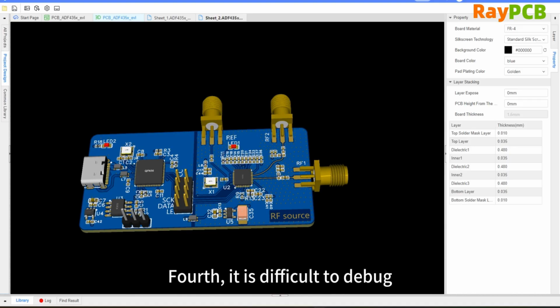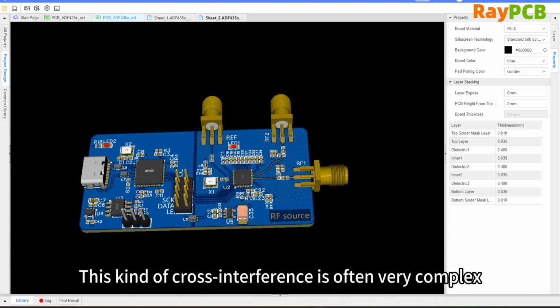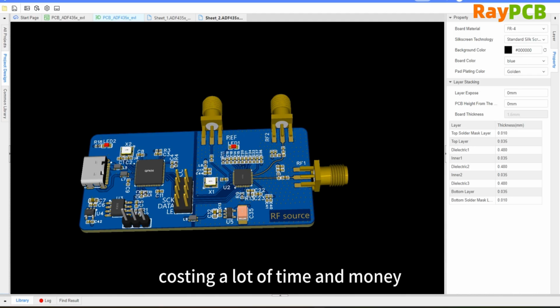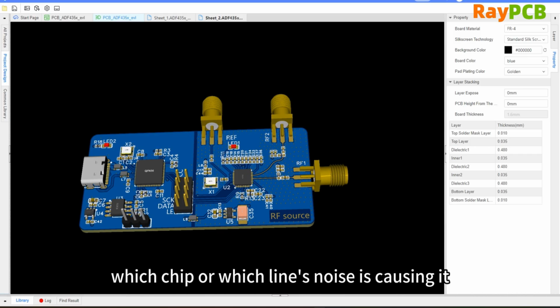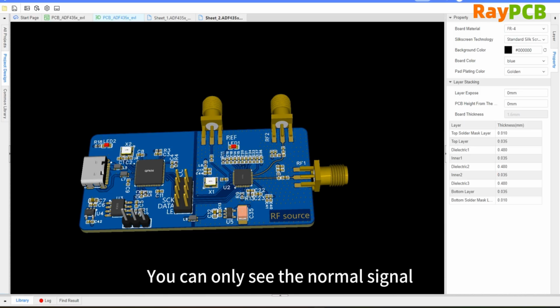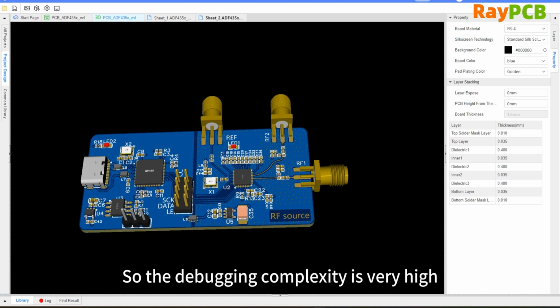Fourth, such cross-interference is difficult to debug. It is often extremely complex, hard to pinpoint and resolve, and consumes a lot of time and resources. The cause of the interference is not always clear, and it is difficult to accurately determine which chip or which line is responsible. All you can see is that the signal on the line appears normal, so debugging becomes very challenging, and the difficulty is quite high.